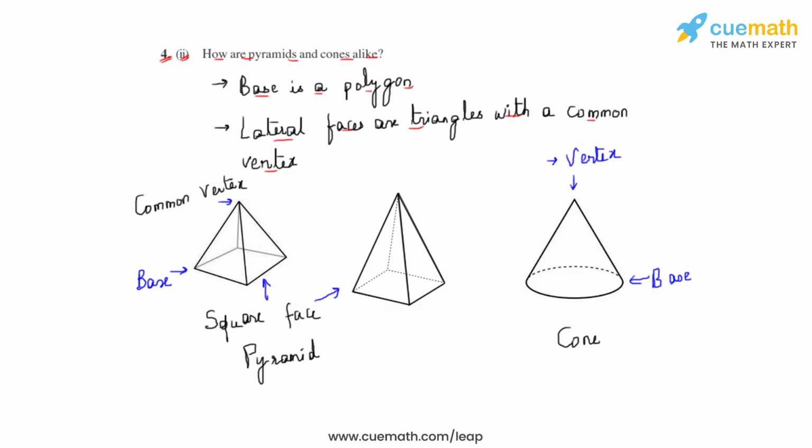So these are the two different parts which we have taken, where we have understood how a cylinder is similar to a prism and a cone is similar to a pyramid. And this is how we are going to answer the fourth question of this third exercise.